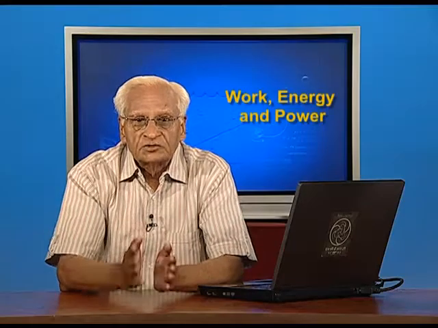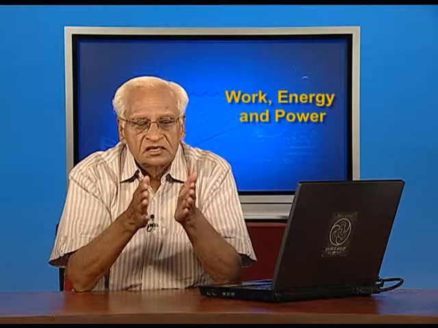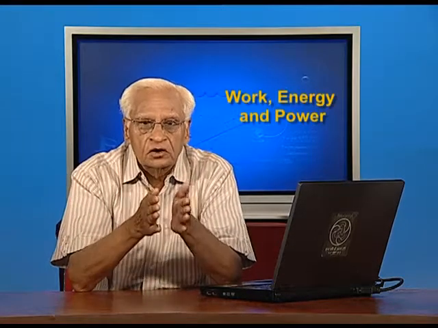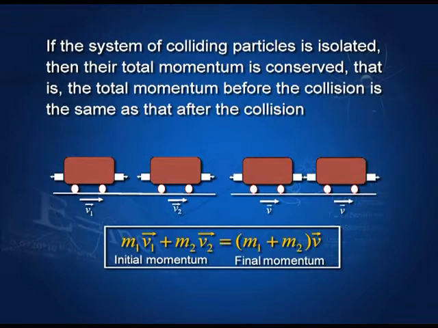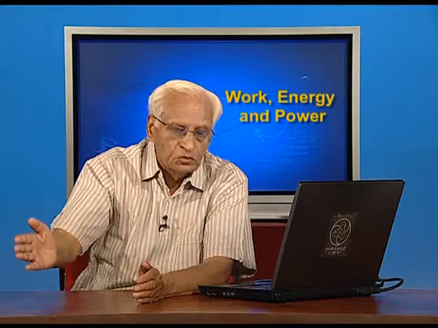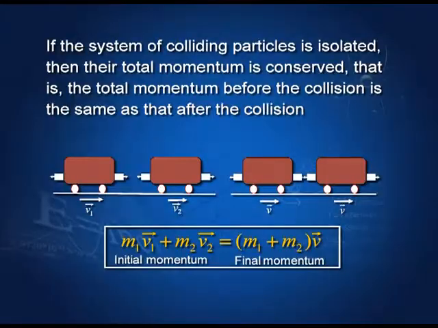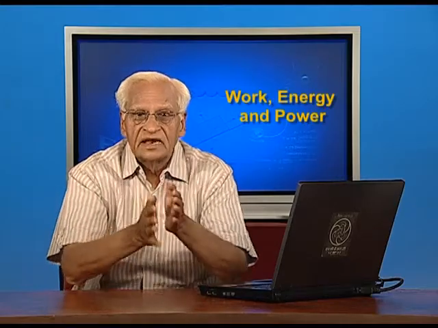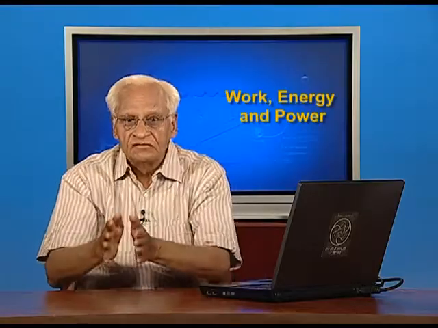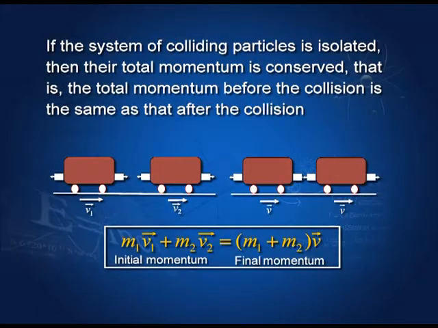If a system is isolated, the two particles have certain momentum before collision and the same momentum they have after collision. In this case, you can see these two bogies of a train, they have momenta m1v1 and m2v2 before collision, and after collision, if the two join together, then their momentum is m1 plus m2 times v, where v is their common velocity. The idea is that the momentum before the collision is equal to the momentum after collision.